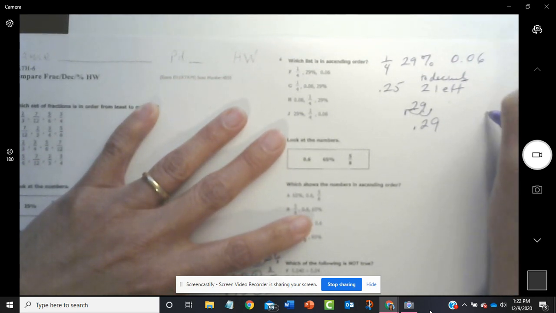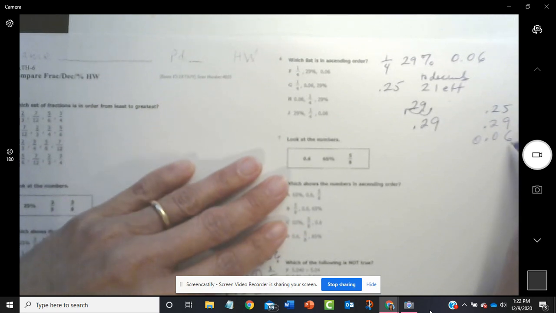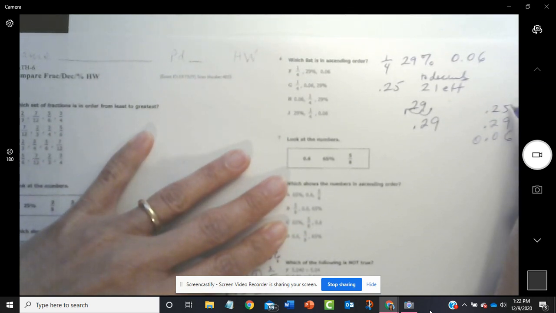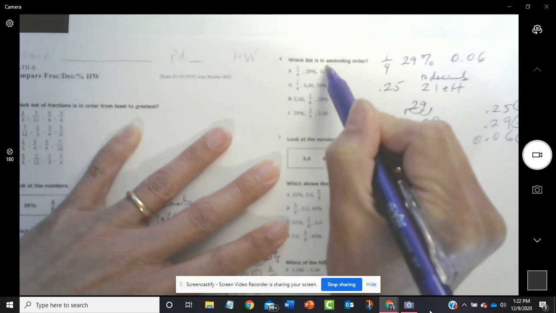Now I'm going to put them in a column where I line up my decimal and the place values. Once I do that, I find that they are all the same place values, and so I can look at this as the number 6, the number 25, and the number 29. 1, 2, and 3, because it's asking for ascending.